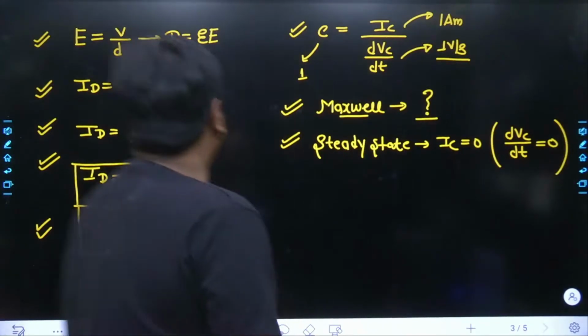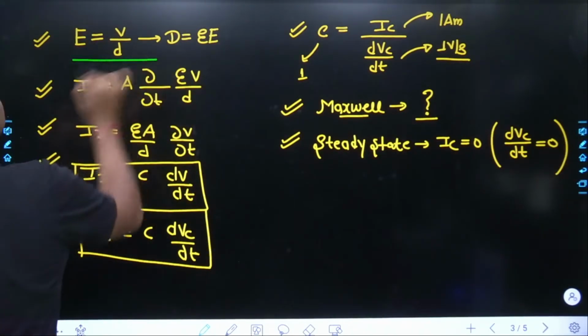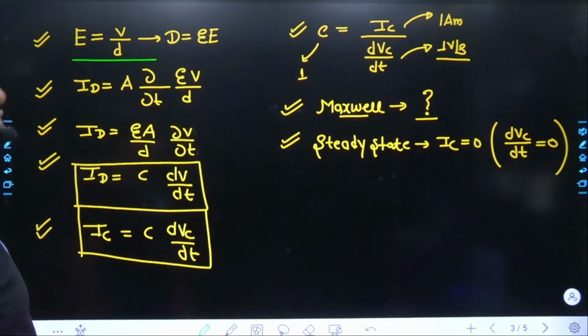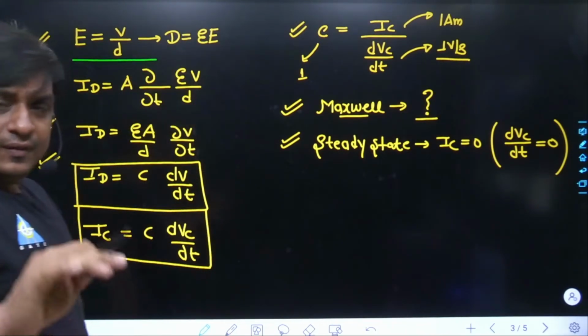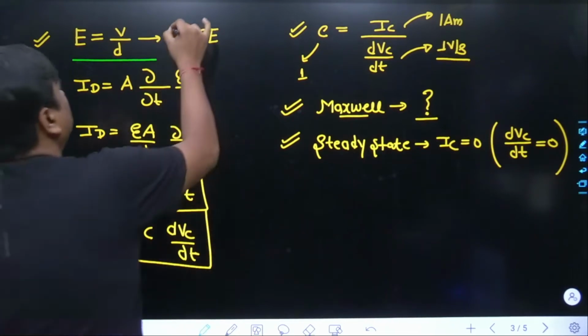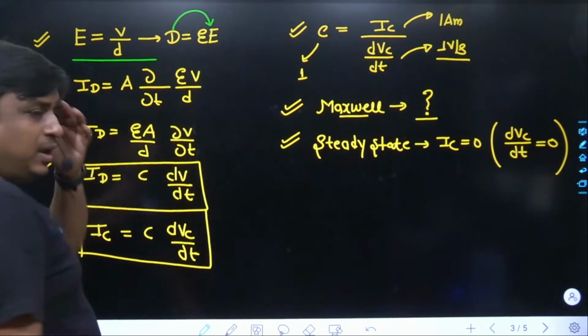Yes. Now what happens? So the electric field intensity within the capacitor is taken as E equals V divided by D. And as we know, the electric flux density is directly proportional to the electric field intensity.